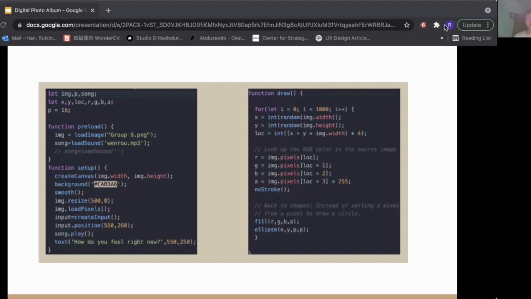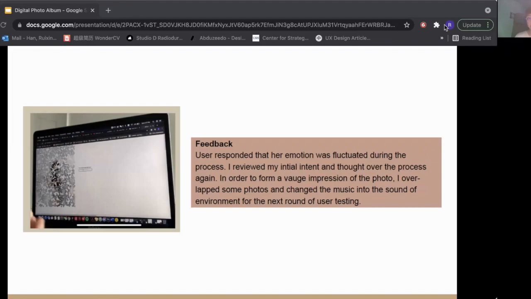However, the interaction mode is effective, so I first used p5.js to write the code down. And p5 is really convenient for me to easily write my initial intention down and play around. And this is how the images look after the effect of those interaction modes. And this can form a vague impression of the photo.